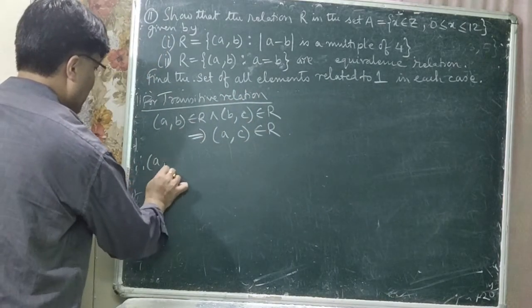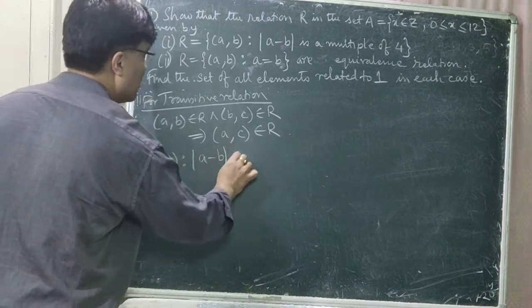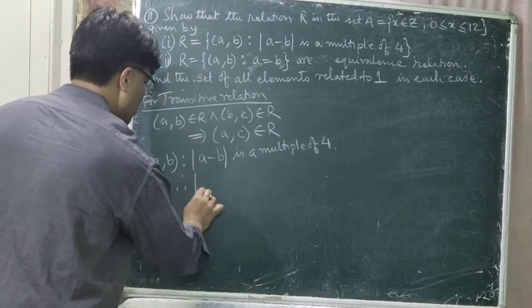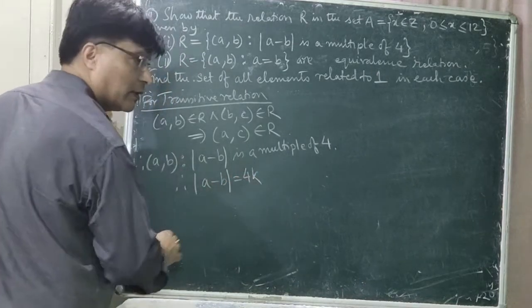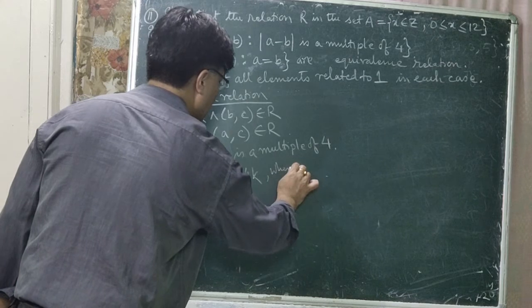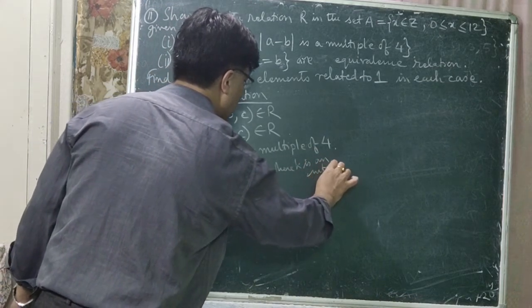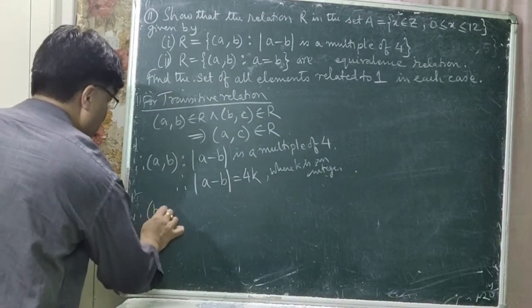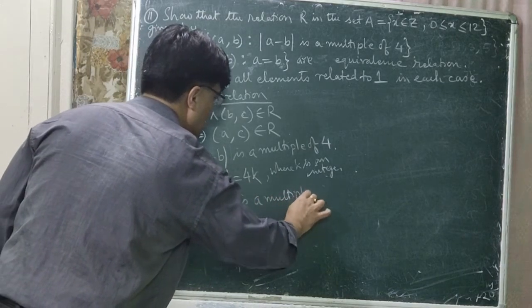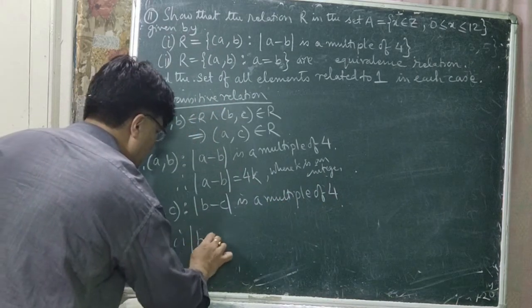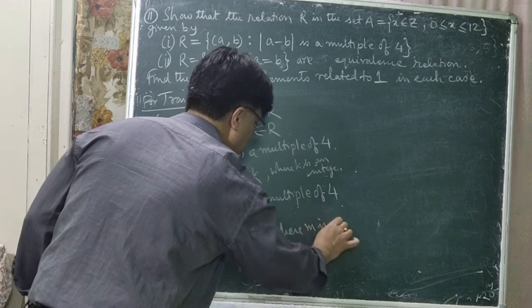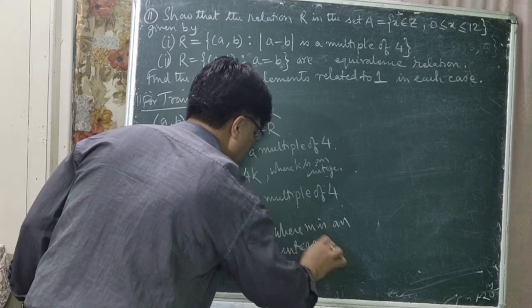Okay. So therefore (A, B) means such that within mod A minus B is a multiple of 4. Right. So that is, we can write A minus B is equal to 4k. Because it is a multiple of 4, you can write 4k where k is any integer, right? Okay. So again (B, C) such that B minus C is a multiple of 4. Right. That means we can write within mod B minus C is equal to 4m, where m is an integer.